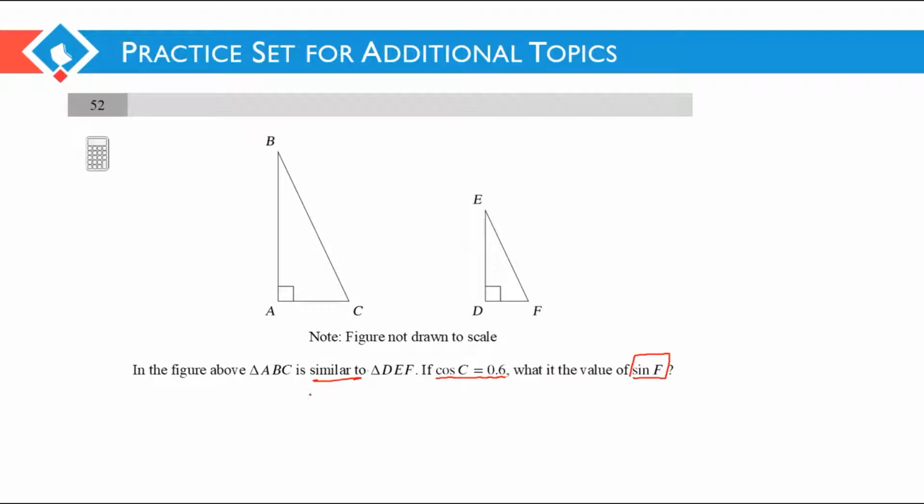So first things first, because these are similar triangles, we know that the angles are going to be exactly the same. So that's the right angle. That means this angle equals this angle, and this angle equals this angle right here. B equals E, and C equals F. The measure of angle C equals the measure of angle F.